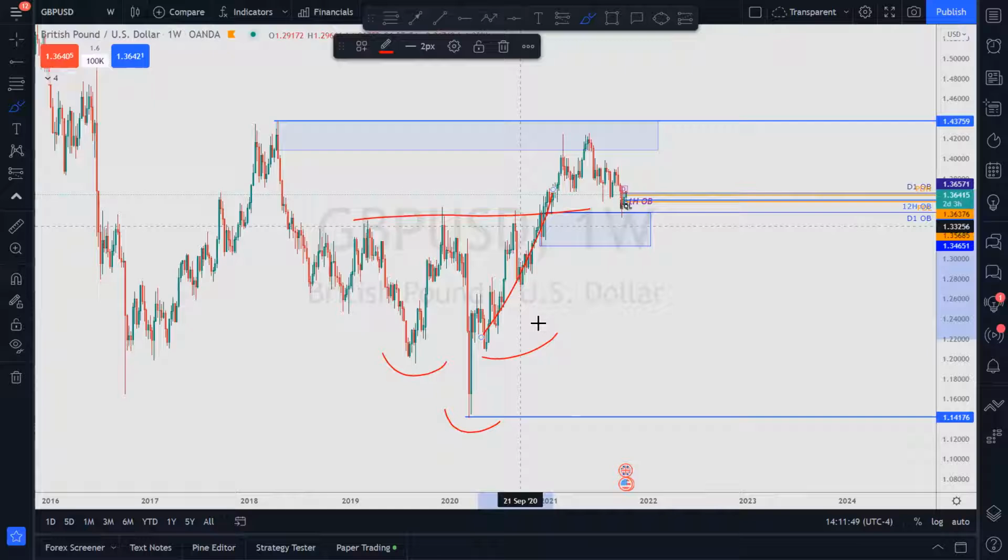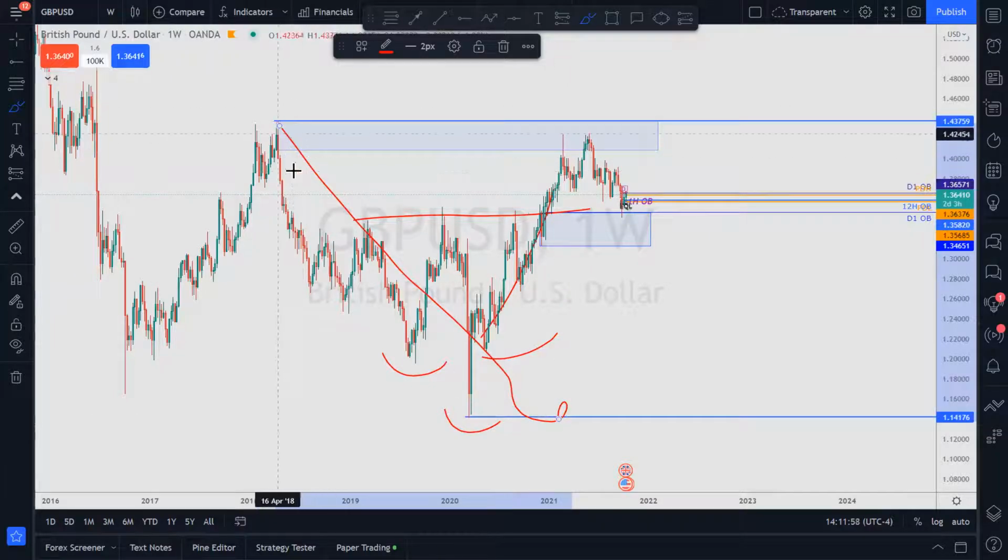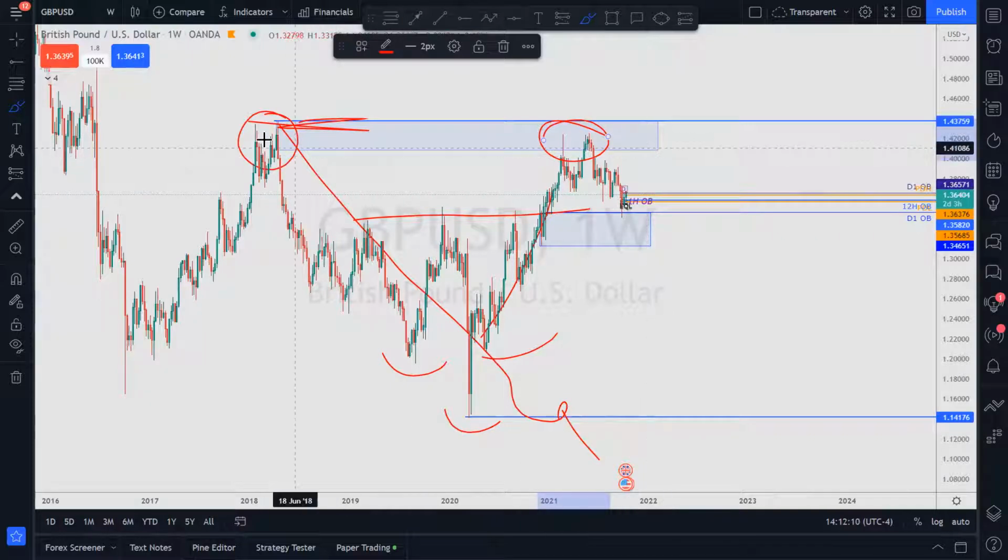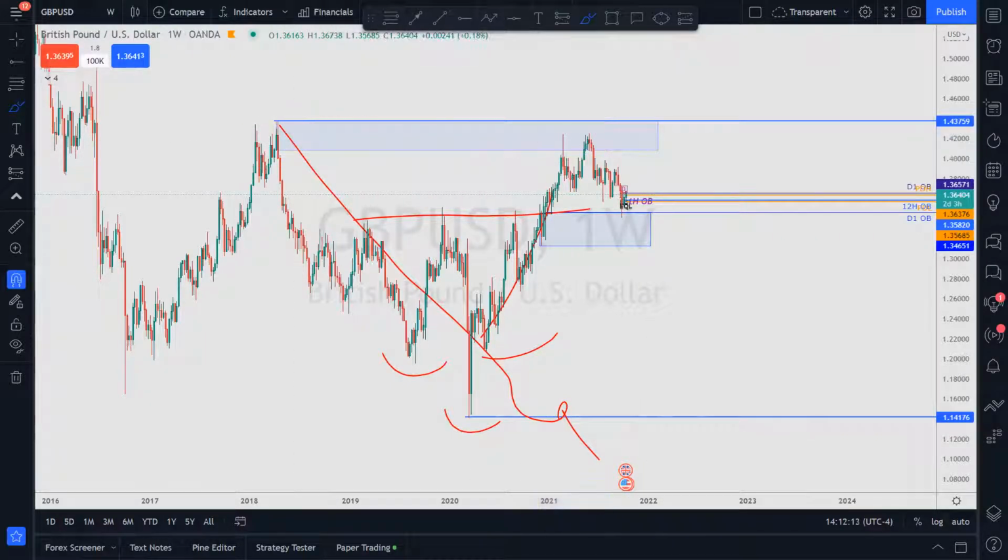Now that gives me pause. Yes, price is still bearish until I see something different, like a break of this high here. So I'm still looking for sells, and this was a great place to look for sells because it's in this weekly bearish order block. You follow me so far?